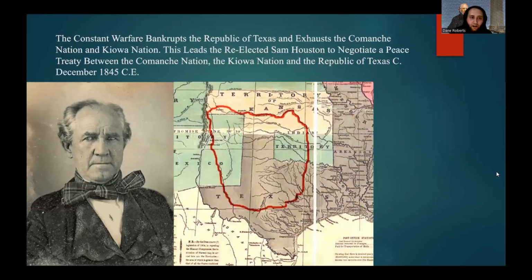Also, during this time, the constant warfare between the Comanche Nation, the Kiowa Nation, and the Republic of Texas would bankrupt the Republic of Texas and exhaust both the Comanche Nation and the Kiowa Nation, which would lead the reelected Sam Houston to negotiate a peace treaty between the Comanche Nation, the Kiowa Nation, and the Republic of Texas in December of 1845 CE.